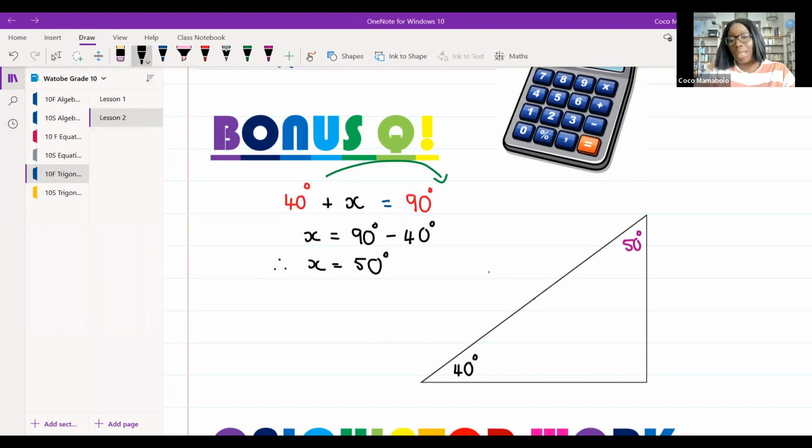Okay, so Tlinga, remember this is a triangle, yes? Yes, ma'am. And we know that the interior angles of a triangle are going to give us how much? If I add them all up, they'll give me 180. Excellent, 180.